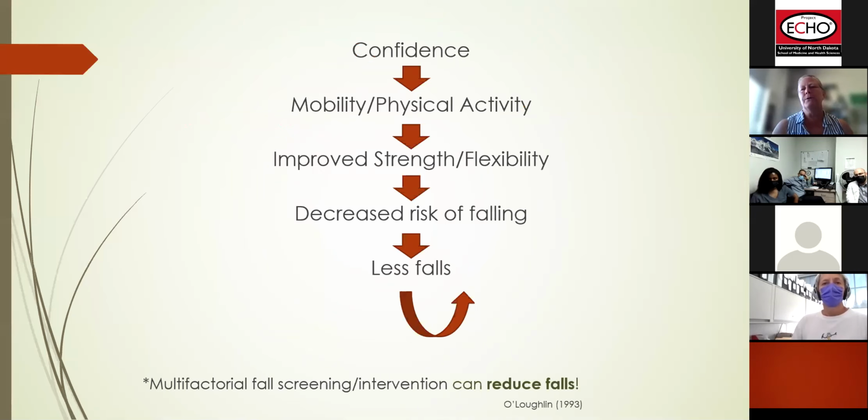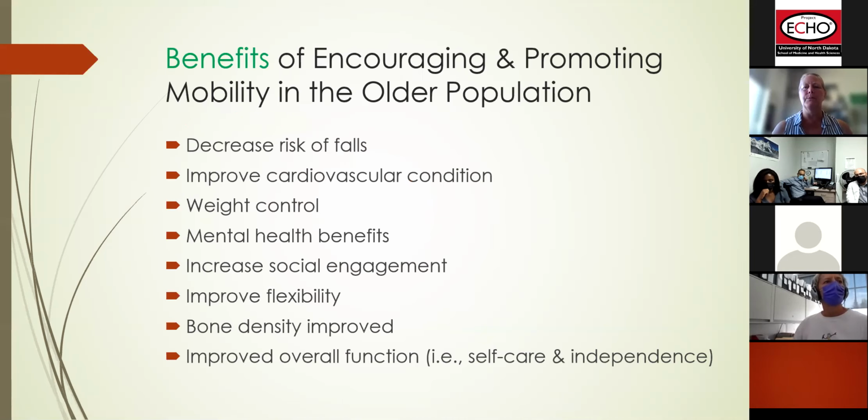So as we go farther forward, remember when we talked about that awful cycle of falls and immobility and deconditioning? Well, our intervention can be building confidence by keeping the person mobile and physically active, by increasing strength and flexibility, which will all decrease the falls. Less falls, more confidence, more mobility, more strength, decreased falls. So we can take this multifactorial fall screening and intervention, and use it to reduce falls with our client and with Mrs. Brown. So here are the benefits of encouraging and promoting.